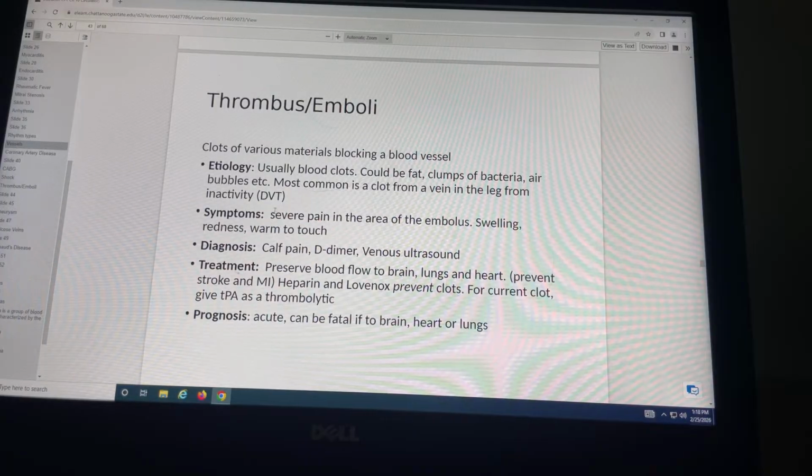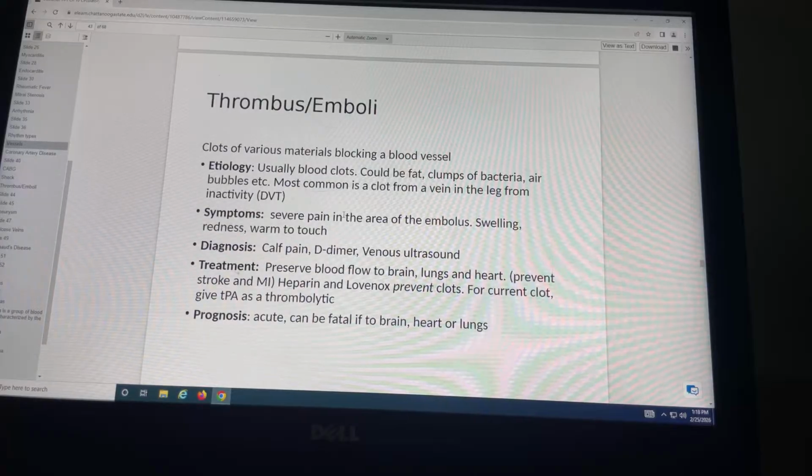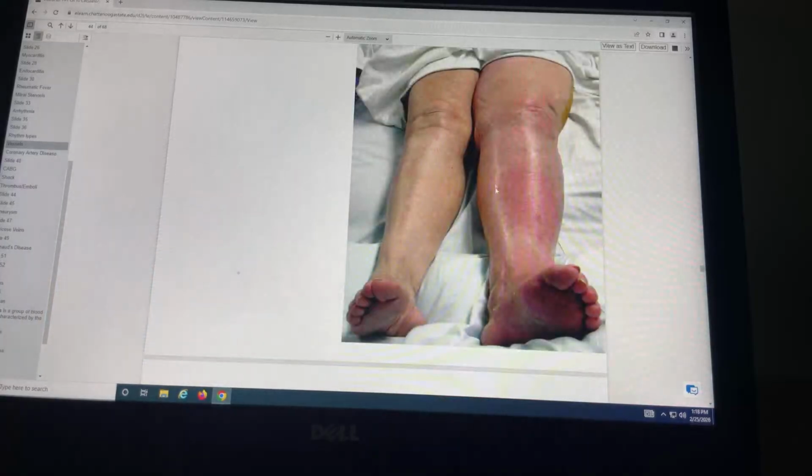So how do you know you have a DVT or a clot forming? Generally, there's going to be severe pain in that area. With the one in the calf muscle, for example, people get really bad calf pain. That area might turn really red, warm to the touch. I think I have a picture. Yeah, you can see how this one is swollen and red compared to this one. Obviously this person's in the hospital, and DVTs are very common in the hospital, with people just laying in bed all the time.